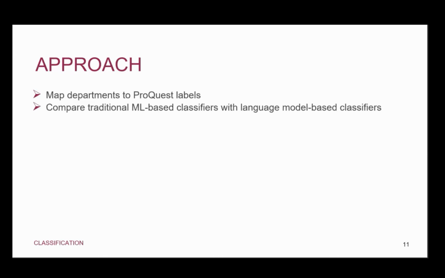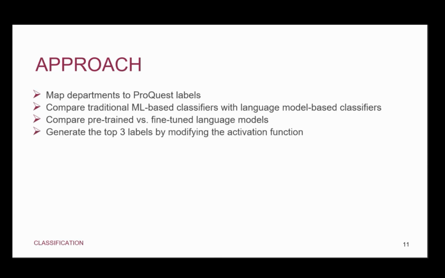The first approach was to map the departments of our ETDs into the ProQuest label because we wanted to have a standardized academic label system. We then compare machine learning-based classifiers with language model-based classifiers. We compared the pre-trained versus fine-tuned language models, generate the top three labels by modifying the activation function, and finally use LLMs for classification.